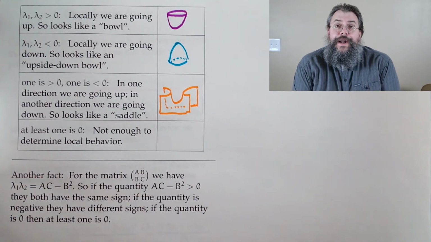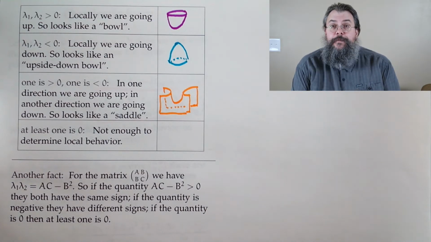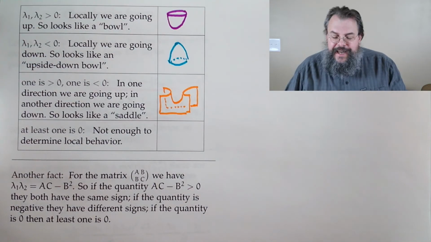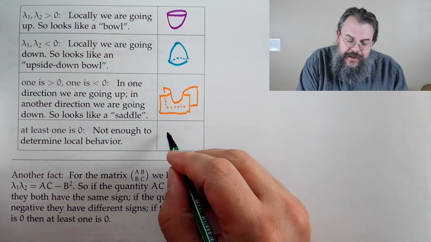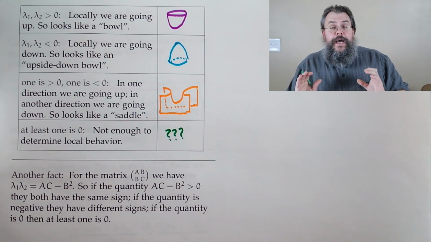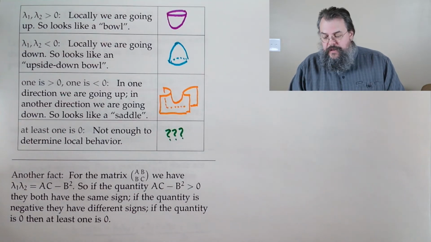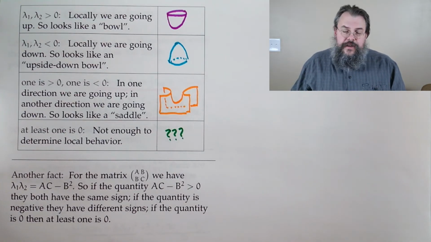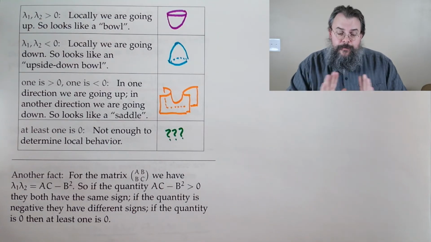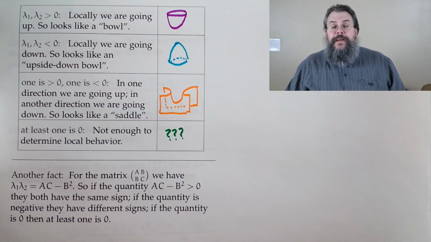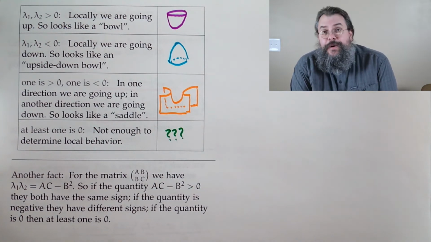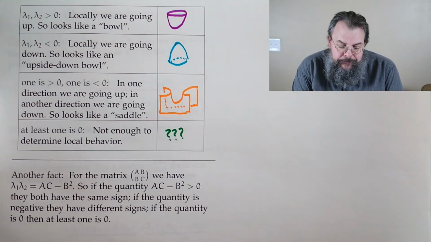Okay, what happens if one of these numbers, lambda 1 or lambda 2, is 0? Great question, and the answer is there's not enough information, and we don't know. We'd have to push deeper into higher order derivatives or take a closer look at the function, but the good news is, for our purposes, we're not going to worry about that. So you might say, okay, so we want these numbers lambda 1, lambda 2.